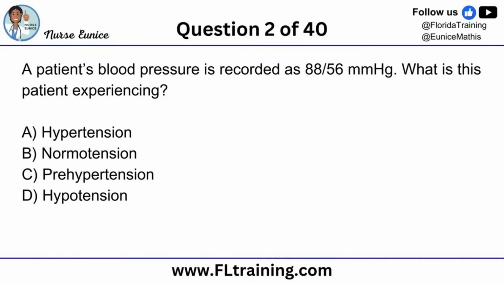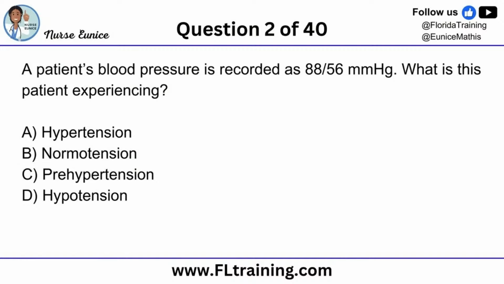Question number 2. A patient's blood pressure is recorded as 88/56. The mmHg stands for millimeters of mercury, or how much pressure. What is this patient experiencing? Is it A, hypertension, B, normal tension, C, pre-hypertension, or D, hypotension?